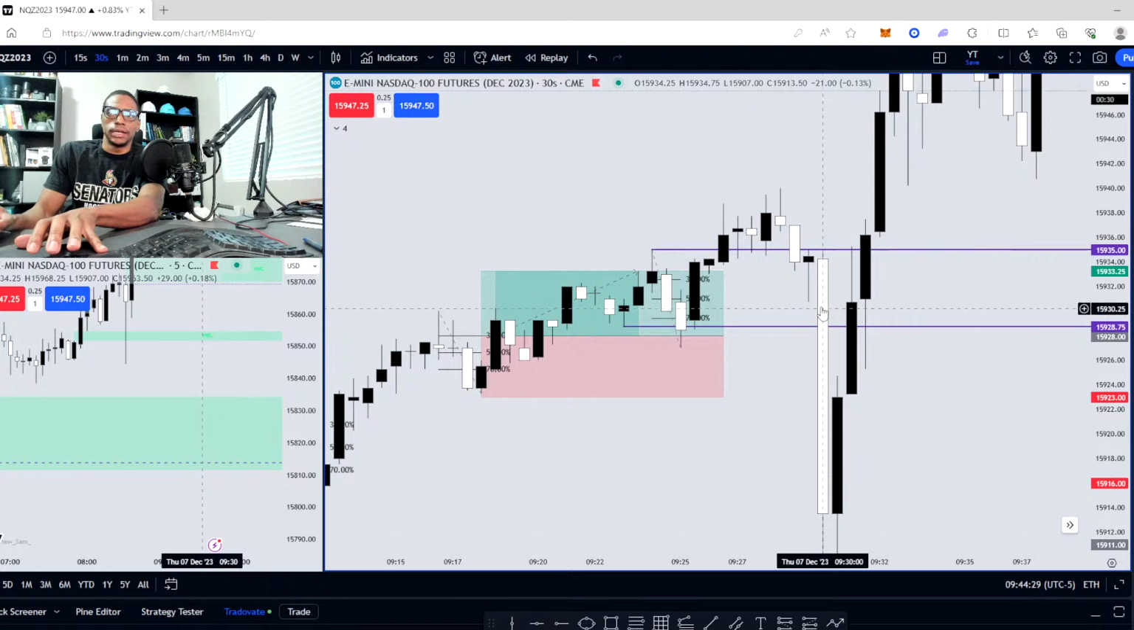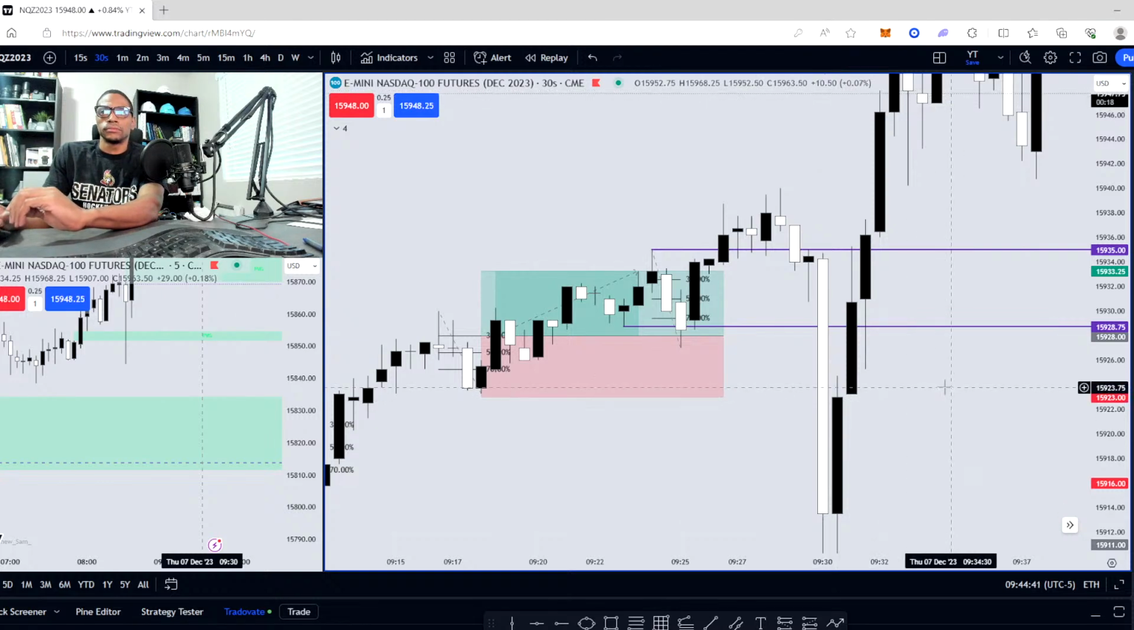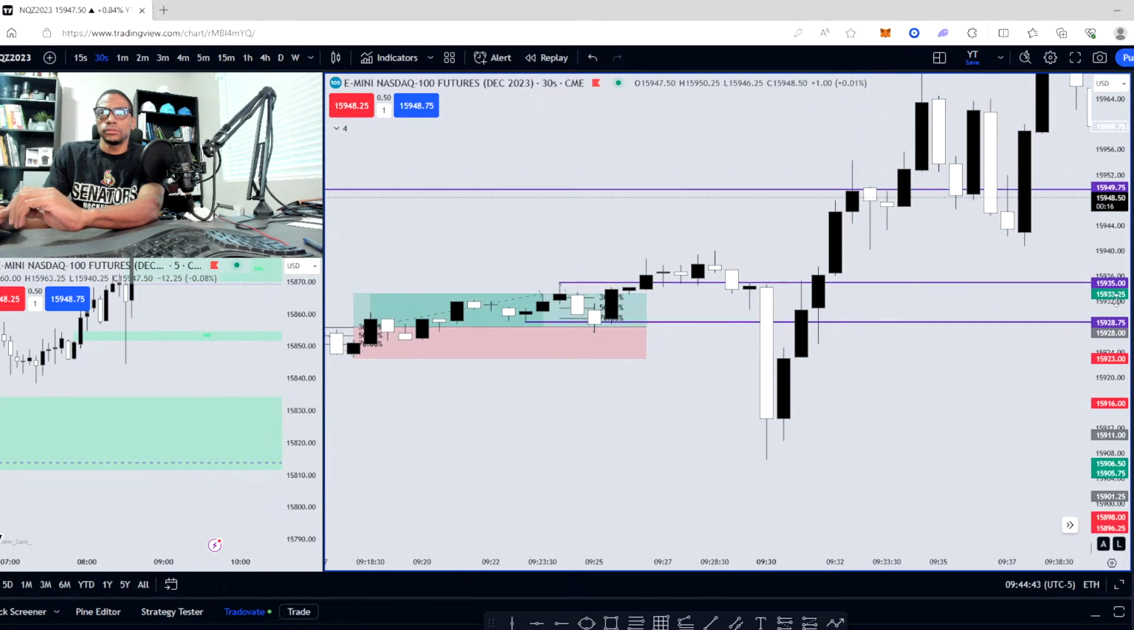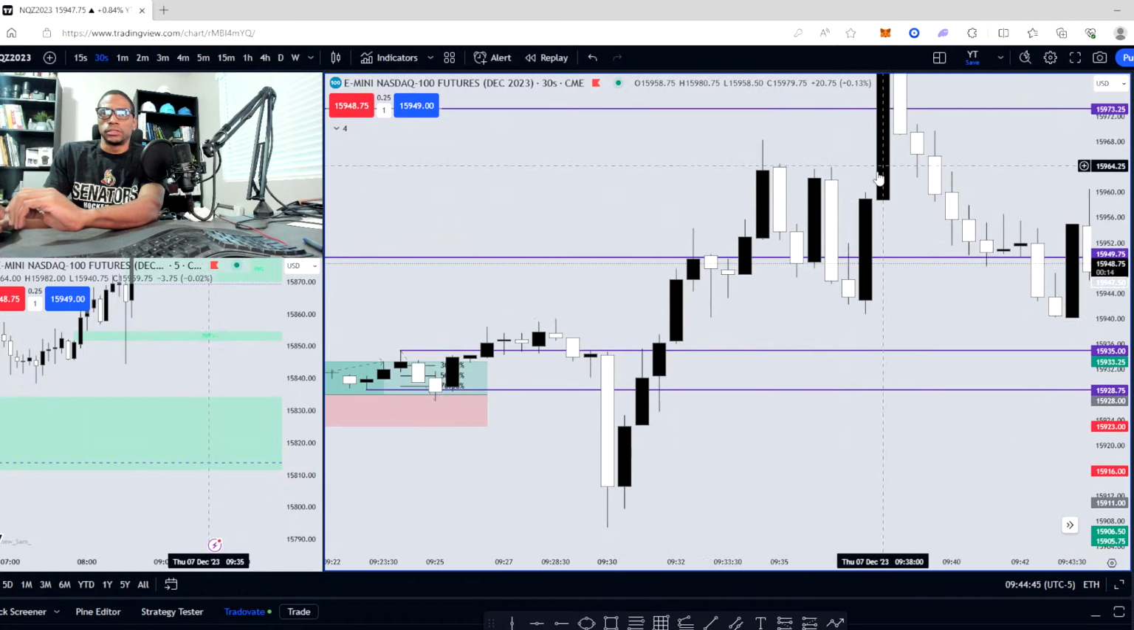Unfortunately for this one, it was 9:30. So this would have been a bad trade to take just because of the time and the volatility that we would expect. And it just went through the zone, ending the trade as a loss. Prices continue to buy up.